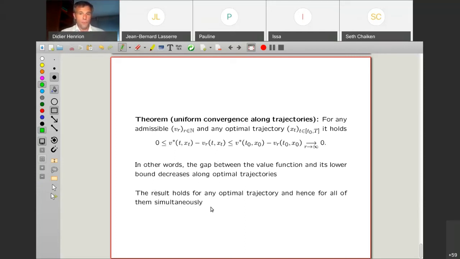So this is true for any optimal trajectory, and if there are several optimal trajectories, this is also true for all of them simultaneously. So this is in particular true for the polynomials obtained with the hierarchy.